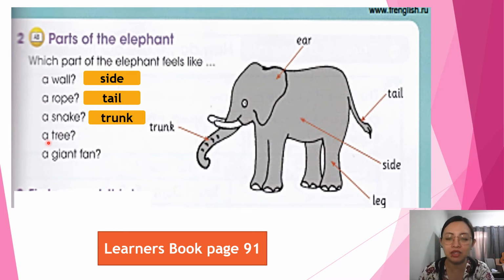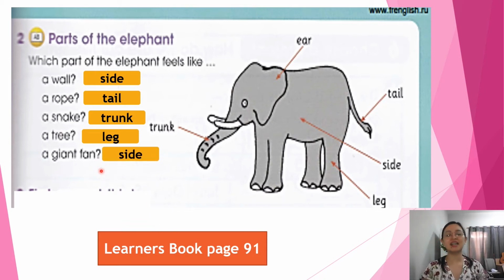How about a tree? Which part of the elephant feels like a tree? The answer is very good, leg. And lastly, which part of the elephant feels like a giant fan? Very good, it's the ear. Did you get all the answers correctly? That's great.